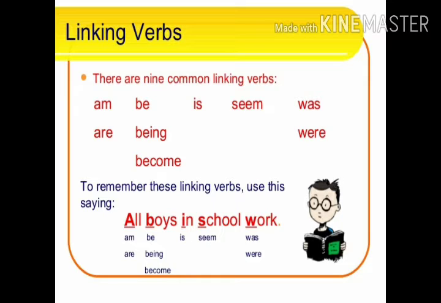To remember these linking verbs, use this saying. We can use a trick to learn all these common linking verbs. All boys in school work. You can see the starting alphabet of each. Here the alphabet is A, where we can learn am, are. Boys, alphabet B: be, being, become. In is alphabet I, for is. School, the first alphabet S: seem. And work, the first alphabet is W, where we learn was and were. This is an easy trick to remember all these linking verbs.